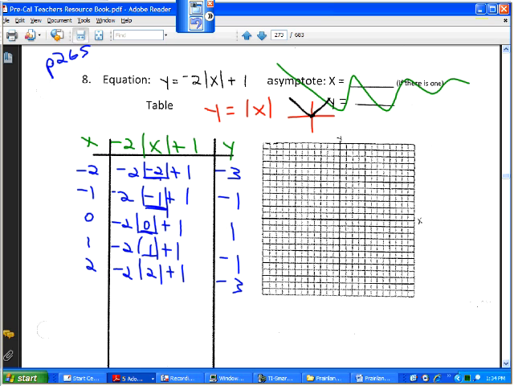So we're going to have negative 2, positive 3. We're going to have negative 1, that's negative 2, negative 3. Thank you. We had negative 1, negative 1. We had 0, positive 1. We had 1, negative 1. And we had 2, negative 3.